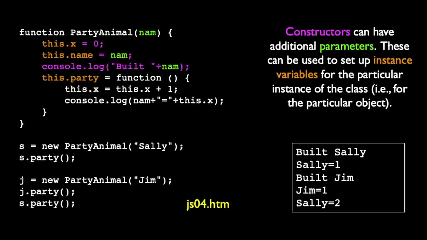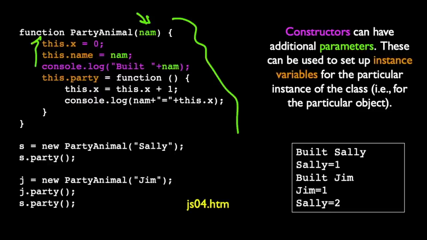So here we go. Here's our same old party animal that we've been talking about all along. The only difference now is we actually give a parameter here. And so one of the things that this is going to do is, as part of its construction, it is going to copy that first parameter into one of the instance variables. So we're going to have two instance variables, this.x and this.name.